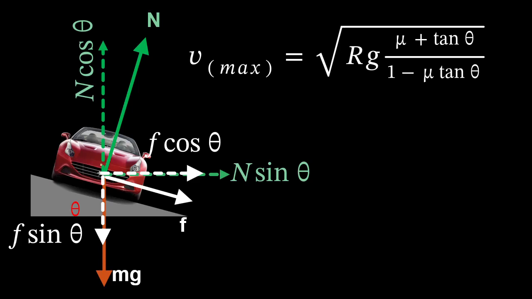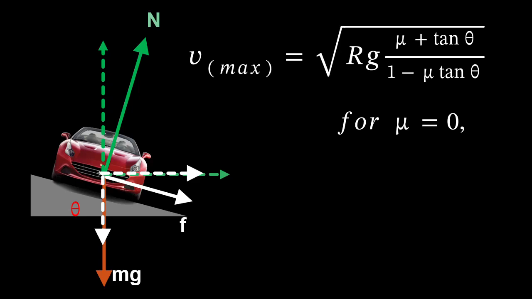For mu equals 0, v0 equals the square root of r g tan theta. Therefore, at this speed, frictional force is not needed at all to provide the necessary centripetal force. Driving at this speed on a banked road will cause little wear and tear of the tires.